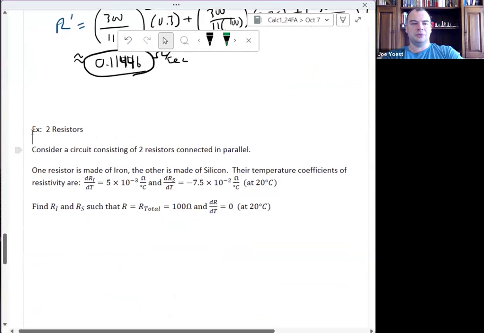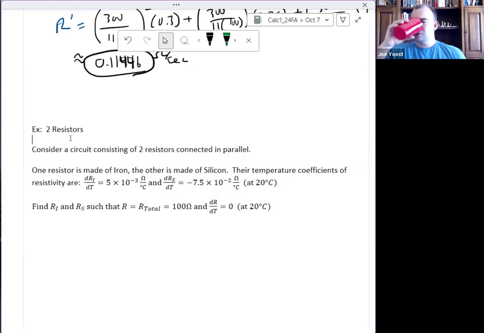Okay, now let's look at an example with two resistors. This is going to be a slightly different goal for this example. This is an example where we're trying to engineer into a circuit some stability with respect to temperature.